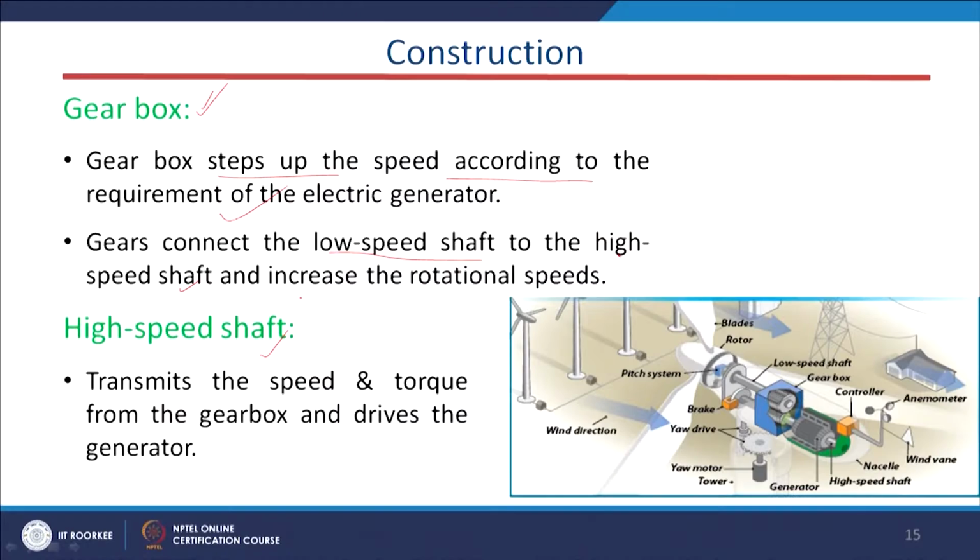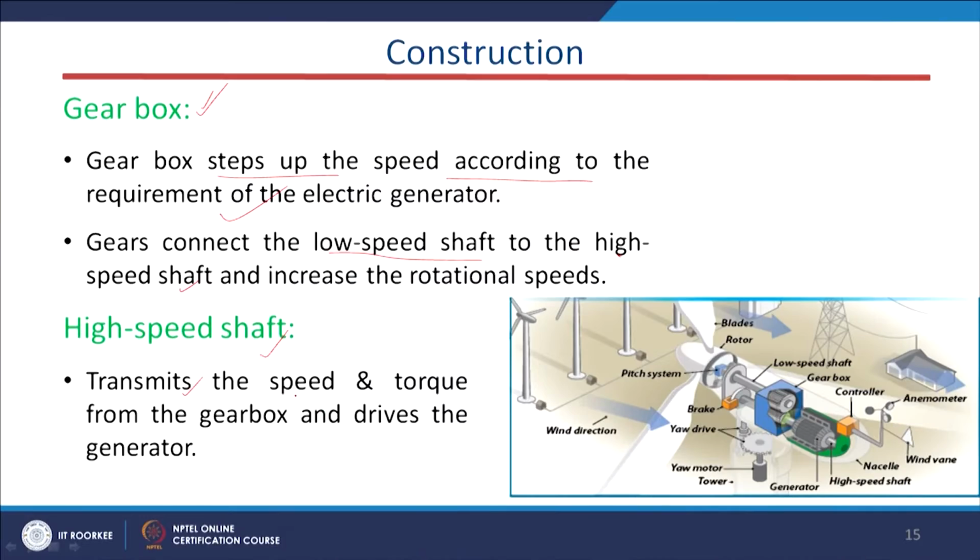Now, what is the function of this high speed shaft? This high speed shaft is basically the shaft of the generator. The generator, which is mounted on the top of this tower inside this wind energy system, basically converts the mechanical energy to the electrical energy. The function of this high speed shaft is that it transmits the speed and torque from the gearbox and drives the generator. That is the function of this high speed shaft.